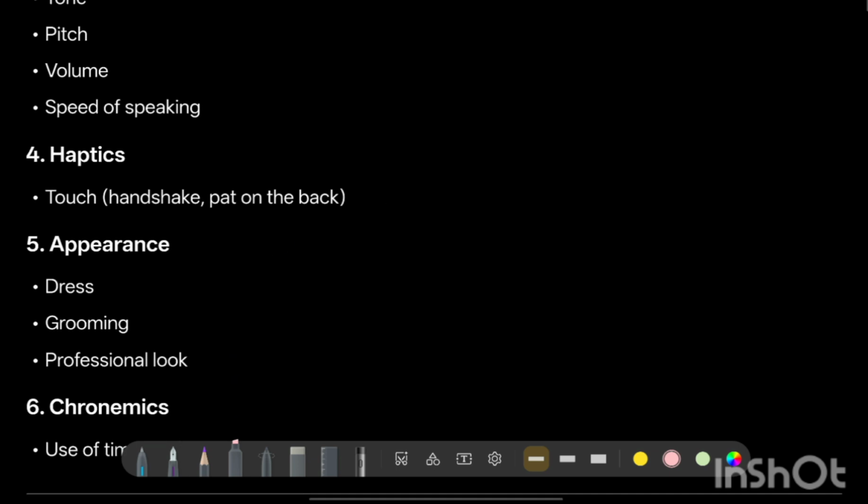Yeah. So we'll talk about haptics. Haptic is touch, like a handshake or a pat on the back. So haptic is a touch when you're not expressing yourself verbally, and just by the movement of the hand, you're showing your expression. By handshaking you don't have to say anything, it automatically shows that you are saying hello to each other.